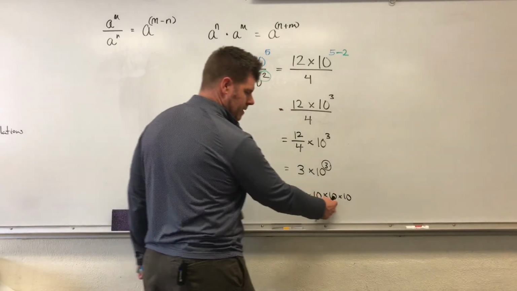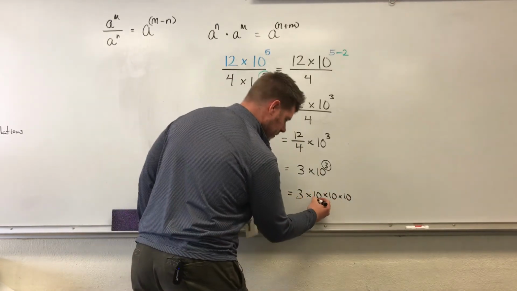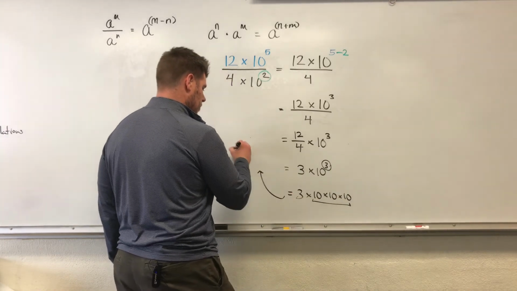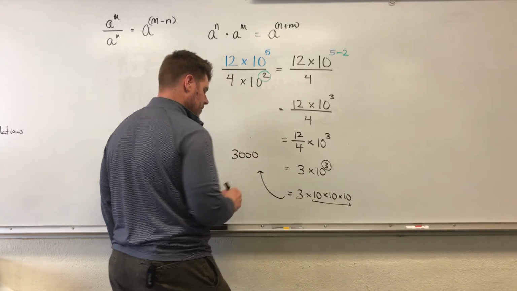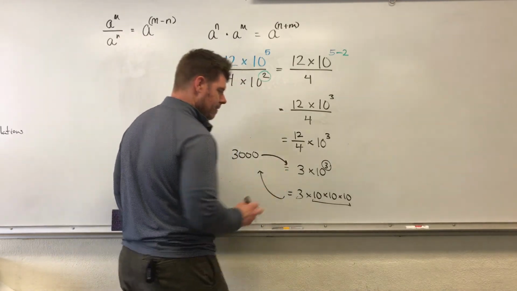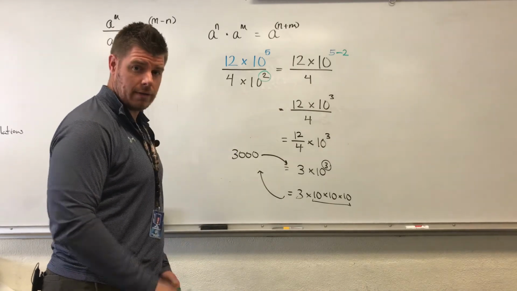Well, 10 times 10 times 10 is 1,000. So this is 3 times 1,000. So my final answer to this one is good old 3,000 if you're taking it out of scientific notation. If you're leaving it in scientific notation, that's my answer. But outside of scientific notation, there it is.